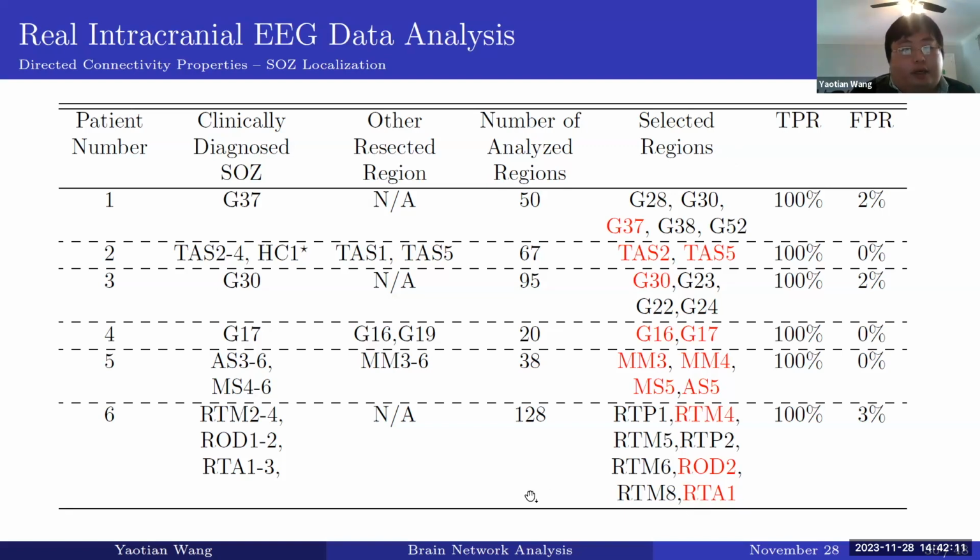Here, I want to point out that for this patient 6, he has 3 distinct seizure onset zone locations, and our method can identify all of them. This hasn't been achieved by existing methods.